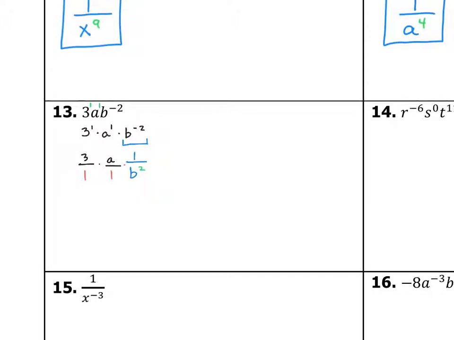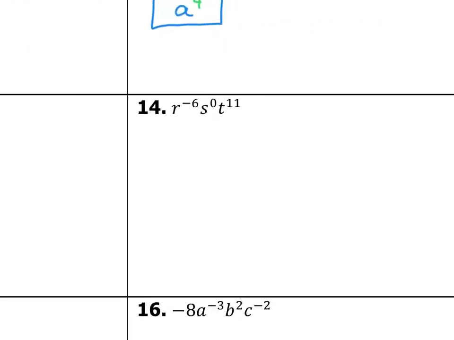And remember, with fractions, when multiplying, you multiply all of the numerators separately and then all of the denominators separately. So my numerators are 3, a, and 1. 3 times a times 1 is just 3a. My denominators, it's 1 times b squared, so this just becomes b squared. And that would be my answer, 3a over b squared.